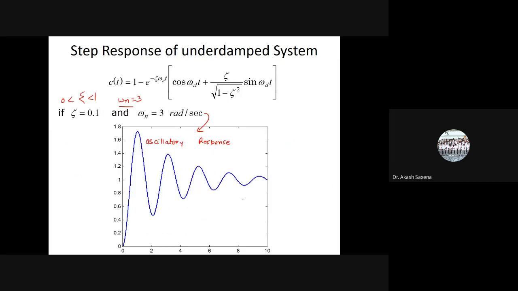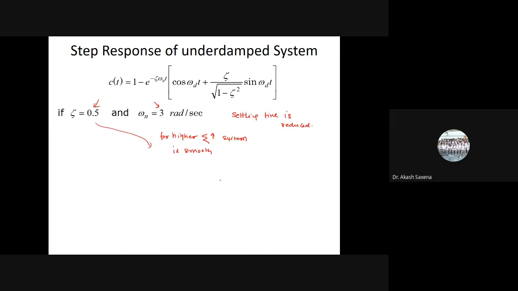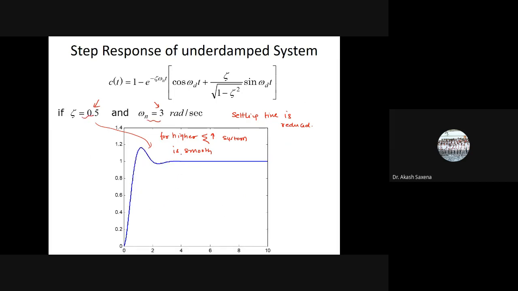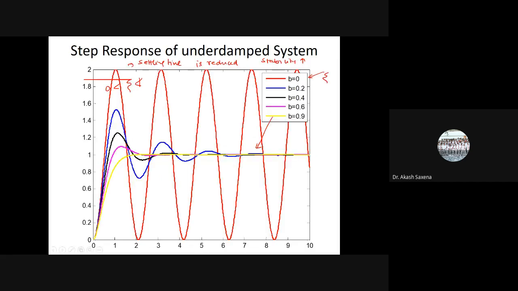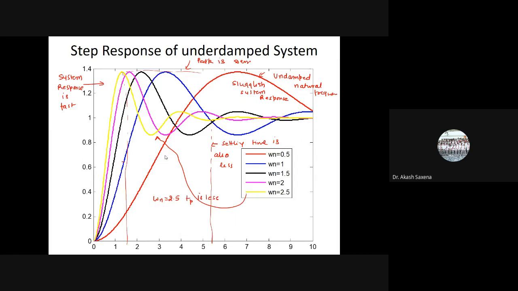Now, if I put zeta between 0 and 1 and omega n is equal to 3, the oscillatory response will be observed. For higher zeta, the system gets smoother and settling time is actually reduced. If I do zeta is equal to 0.9, it is further reduced. So with different values of zeta, I can plot the curve, and for different values of omega n, I can plot the curve also.